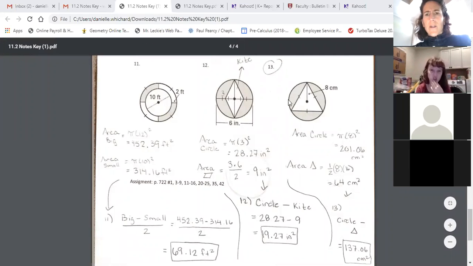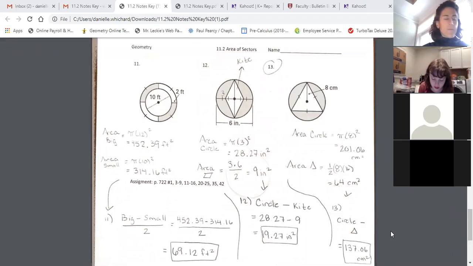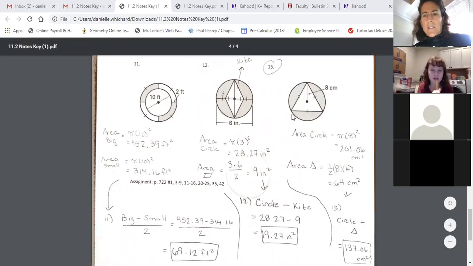So it wants to find the area of the shaded region. You have to find the area of the circle first, pi r squared. Then you need to find the area of the triangle and subtract them. Yeah, I wasn't sure how to find the area of the triangle. Base times height. How did you find 16 is what I was wondering.